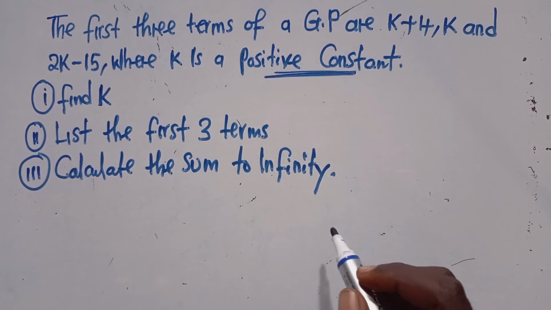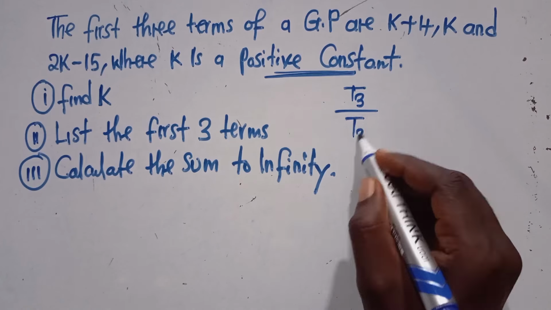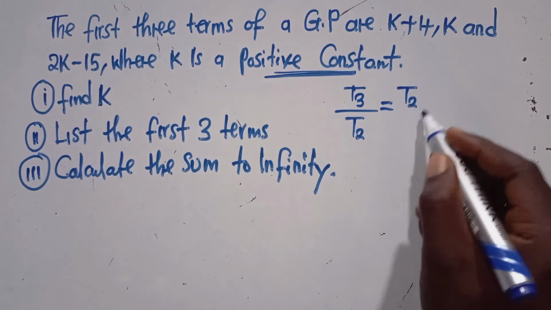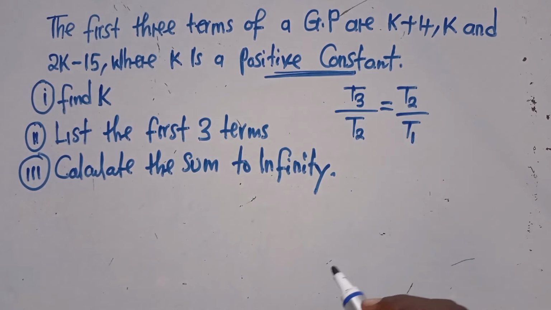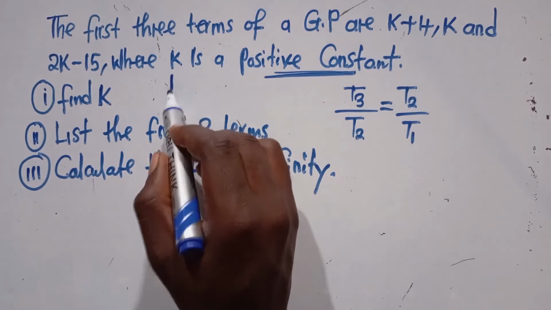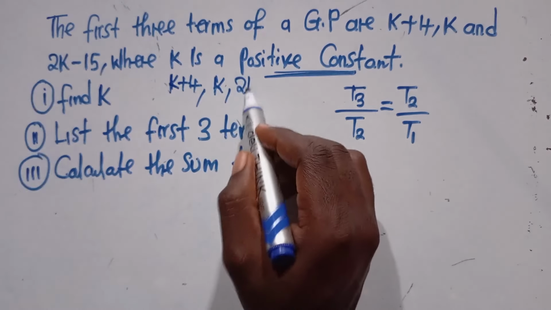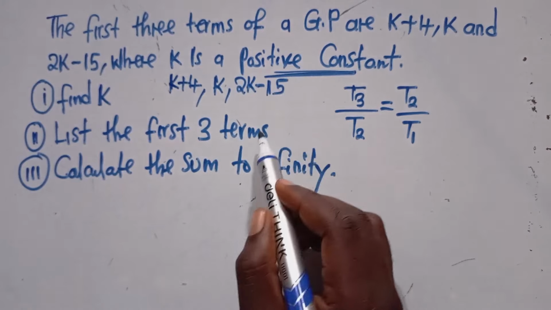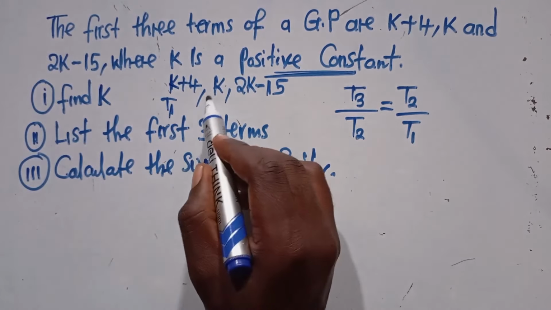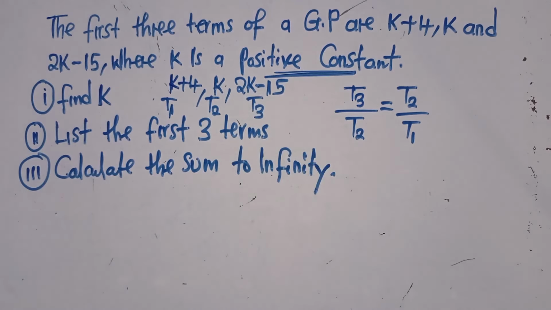So now we follow the formula. What is the formula? The formula is T3 over T2, which is equal to T2 over T1. This is a formula that we use each time you want to find an unknown value in a geometric progression. You are given the first three terms. You've got k plus 4, you've got k, you also have 2k minus 15. This is term 1, this is term 2, this is term 3.